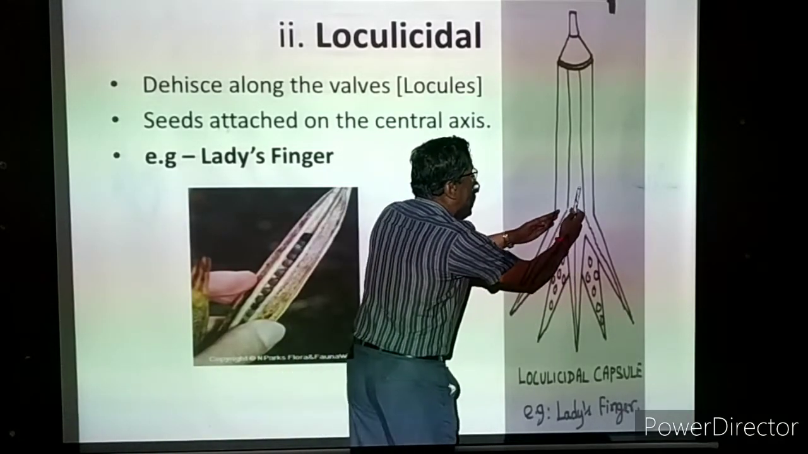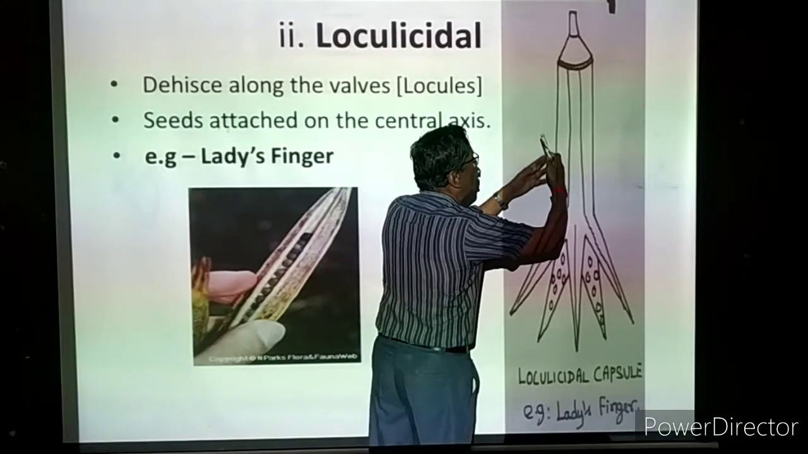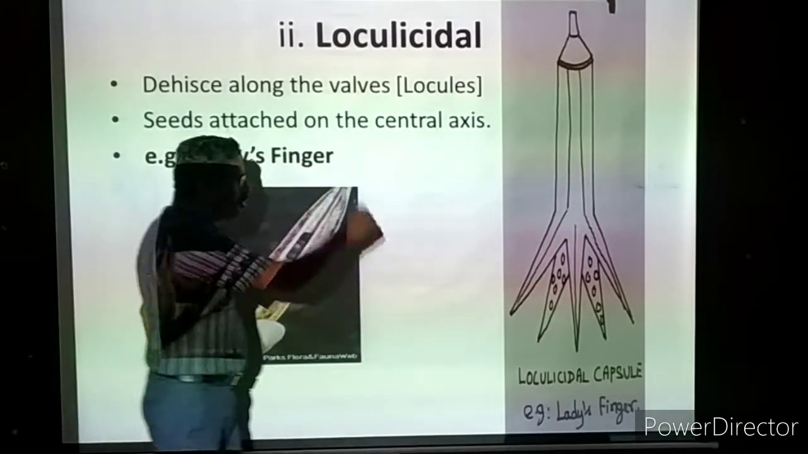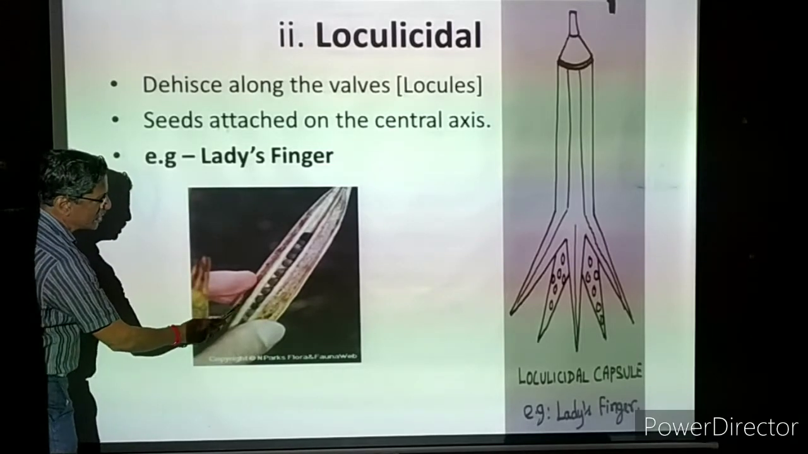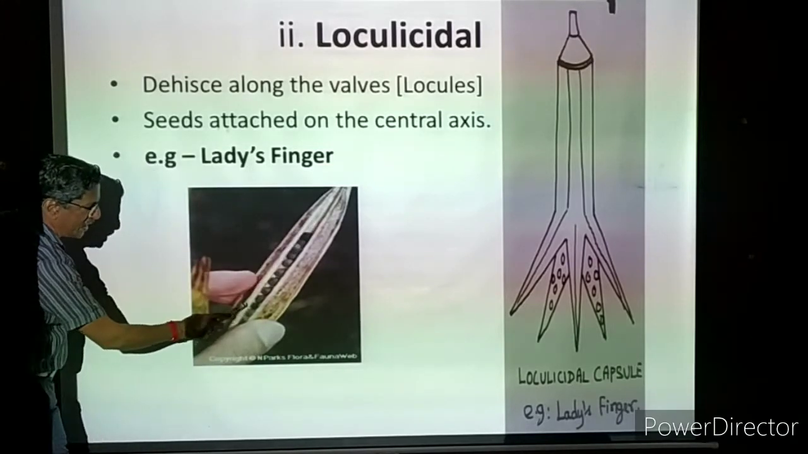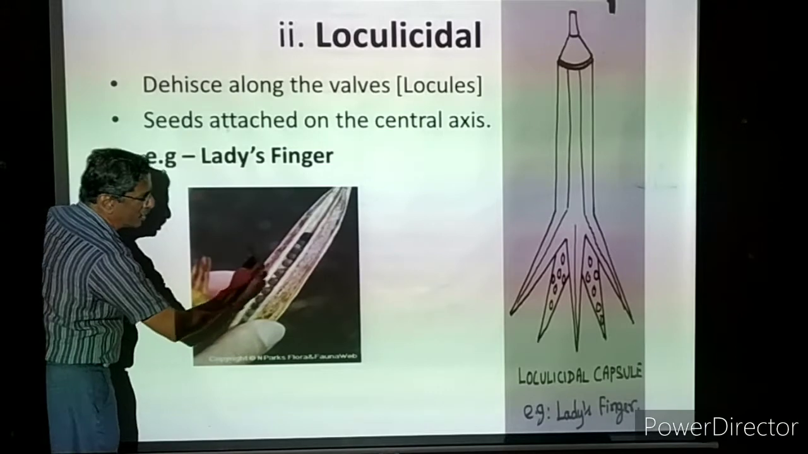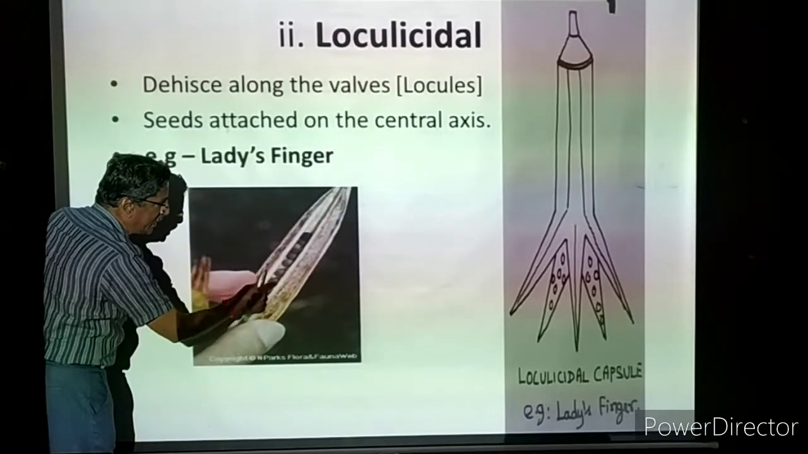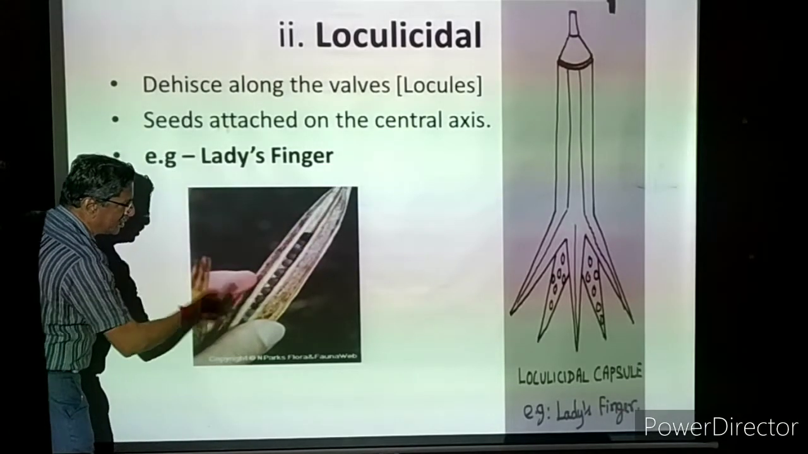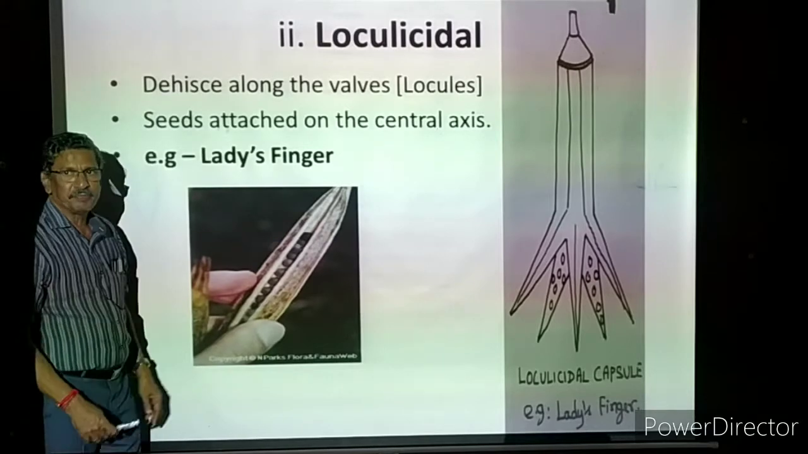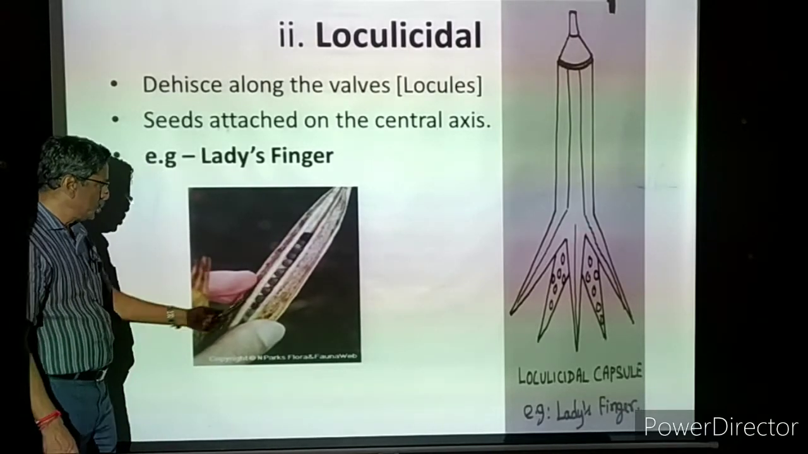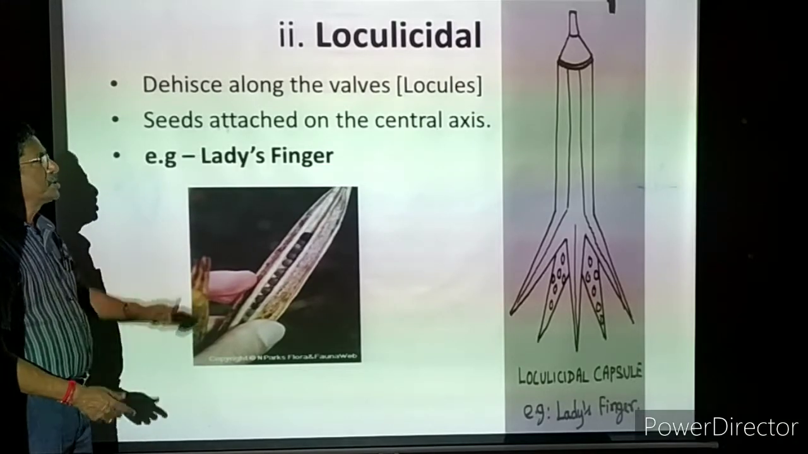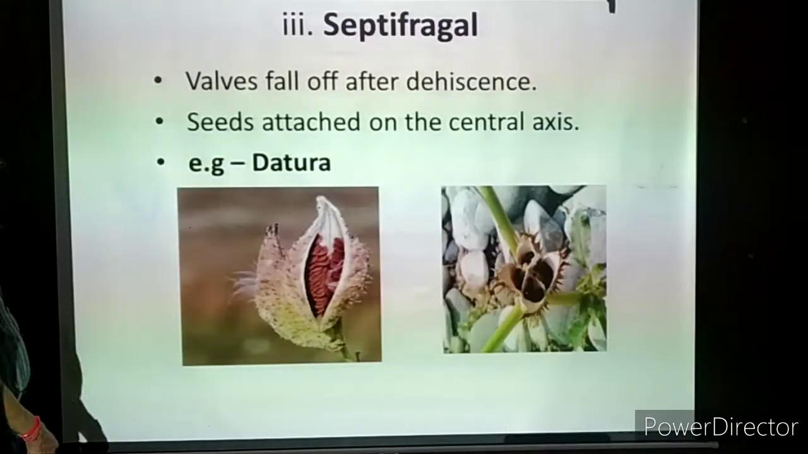The splitting is gradually coming up, so all the 5 valves will be separated and all the seeds will be falling down. Example, lady's finger. In the lady's finger, they are showing that splitting. All the 5 sides are there. In the center of one side, the wall is splitting, that is, the valve is splitting, so the seeds will be coming out through this. This is the explanation for loculicidal.